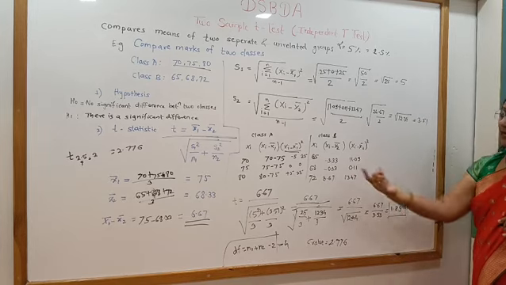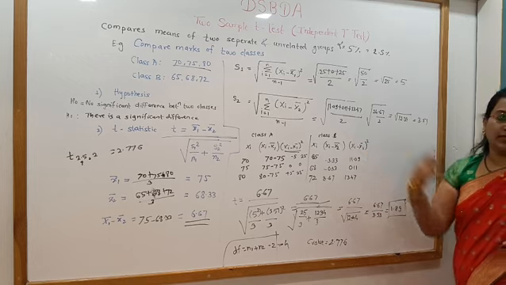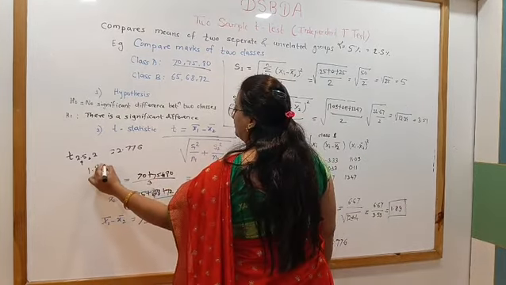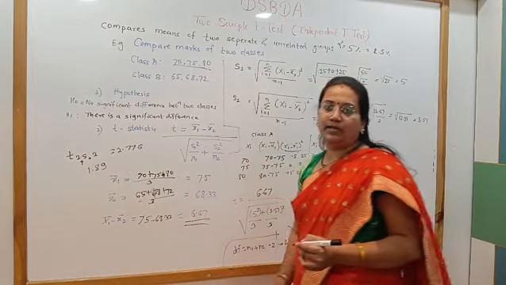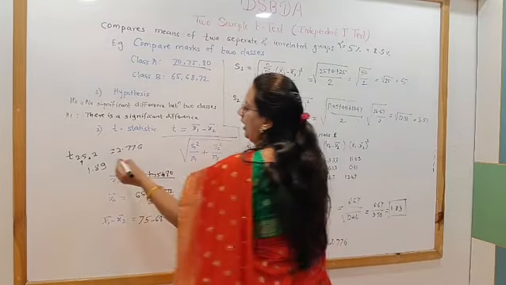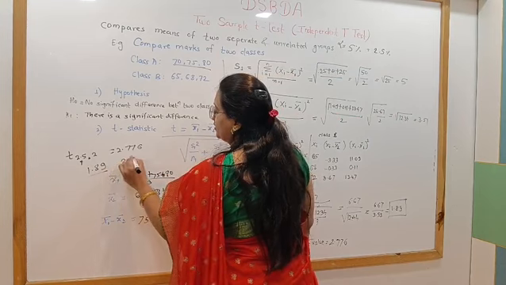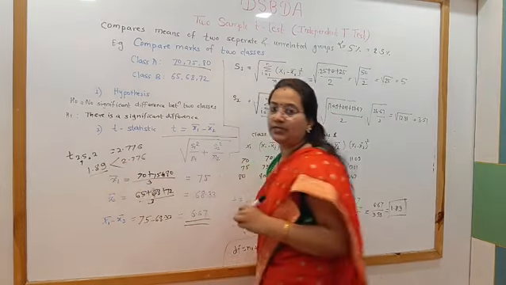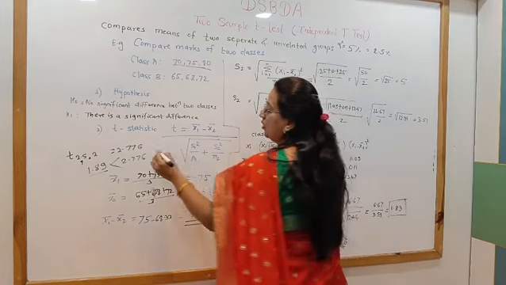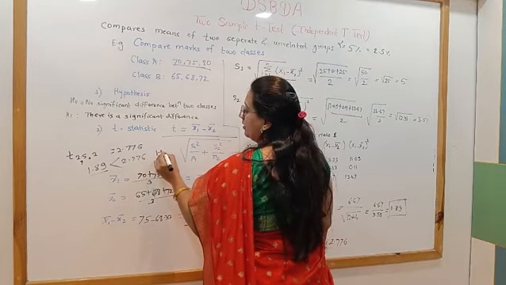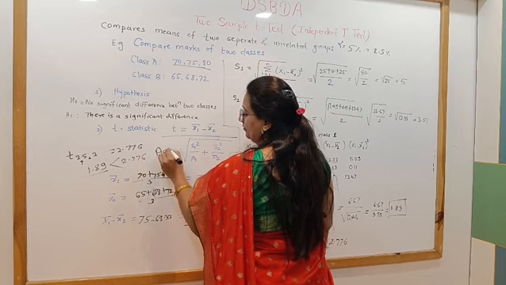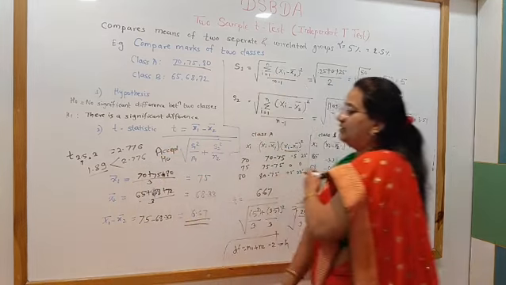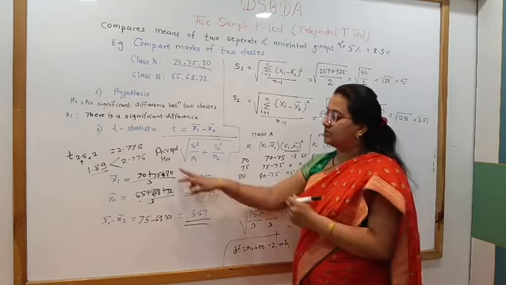Now I will compare this calculated value with the critical value. The calculated value is 1.89, and I will check this value with 2.776. As you know, 1.89 is less than 2.776. So here we accept the H0.